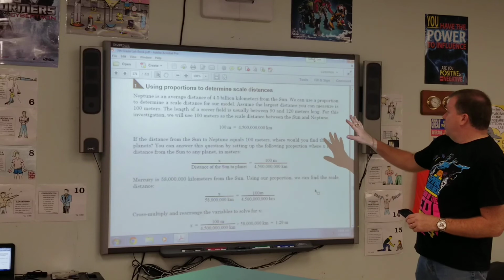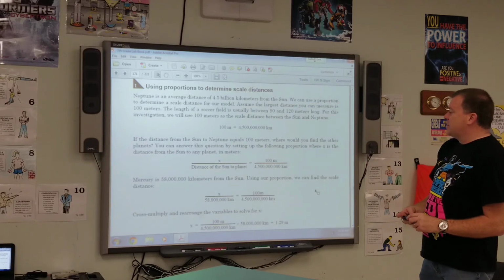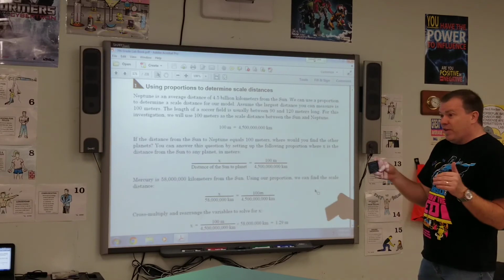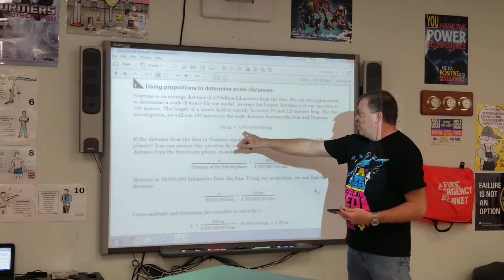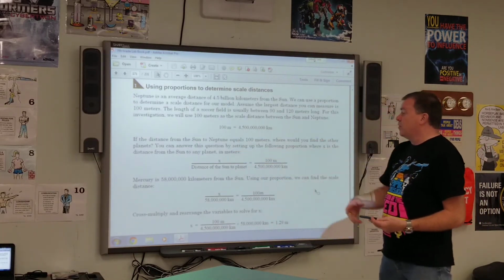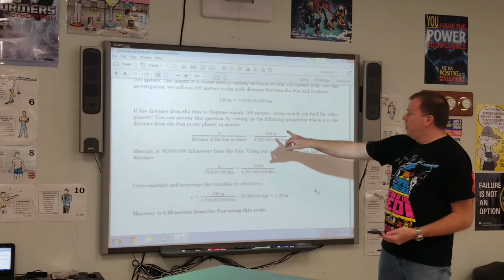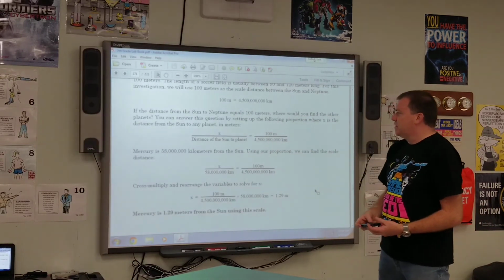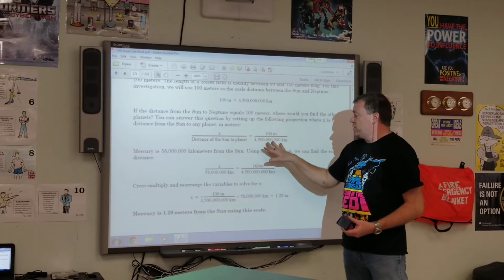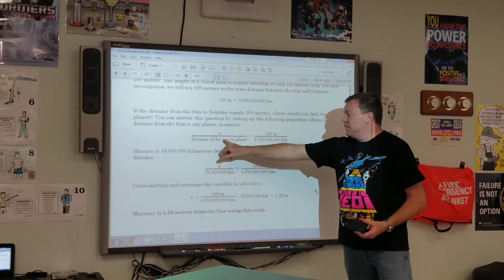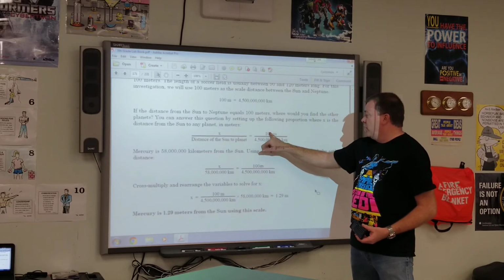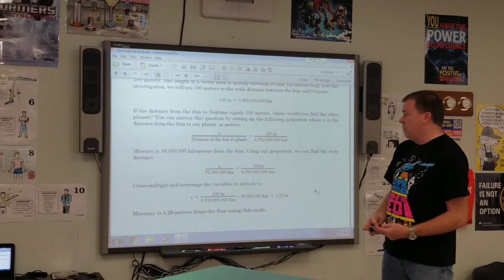So for this investigation, we're going to use 100 meters as the scale distance between the sun and Neptune. We're going to fit everything in that size. So 100 meters is equal to 4,500,000,000 kilometers, which is how far that is. The distance from the sun to Neptune equals 100 meters. Where would you find the other planets? To answer this question, we'll set up the following proportion: x over the distance from the sun to a particular planet is equal to 100 meters divided by 4,500,000,000.